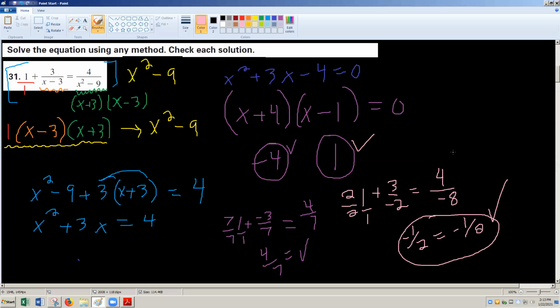And we see that all is right and well in the world there as well. So both of these solutions, negative 4 and 1, are real solutions for our equation. Any questions on this one? Perfect.